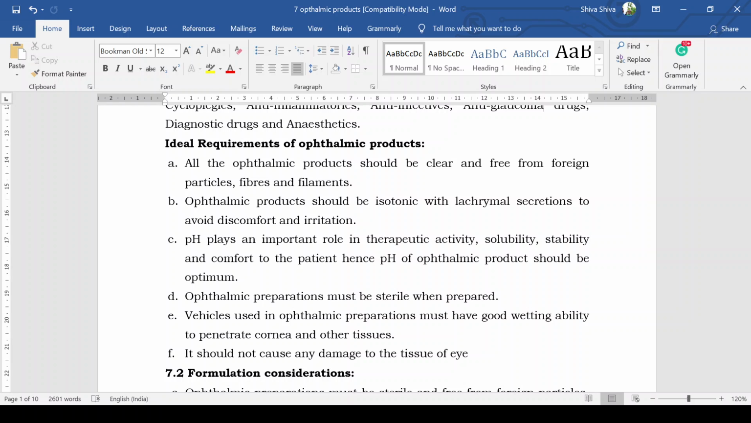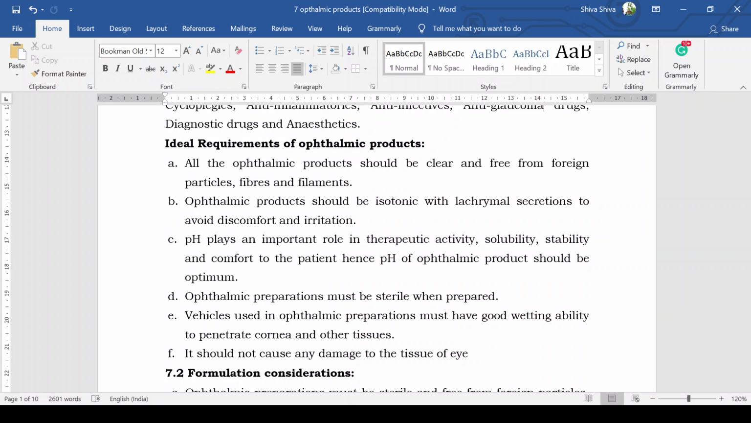The third one is that pH is an important parameter for ophthalmic products. So the pH of the ophthalmic product should be optimum. Then ophthalmic preparations must be sterile when prepared. This is an important criterion, because, as we all know, injectables or parenteral products are sterile in nature. Likewise, the ophthalmic product should be sterile in nature.